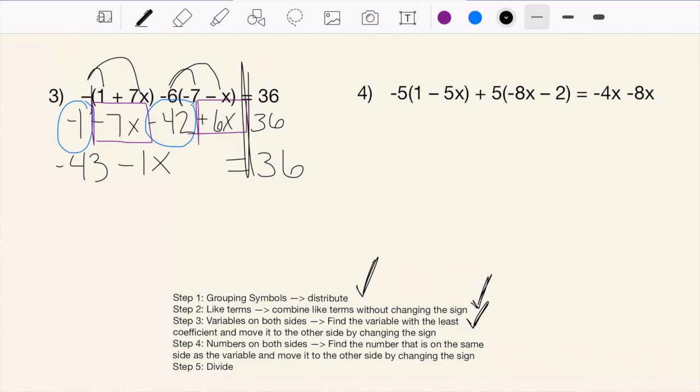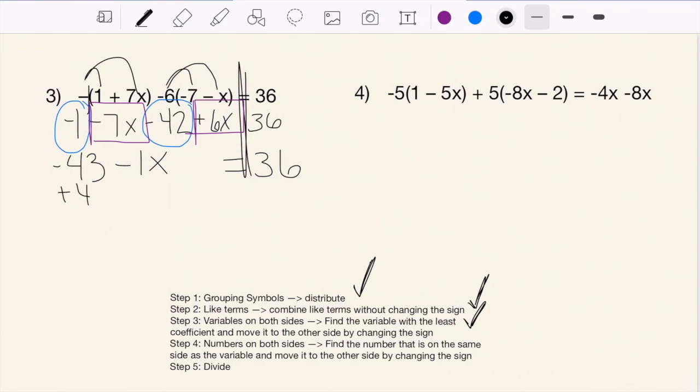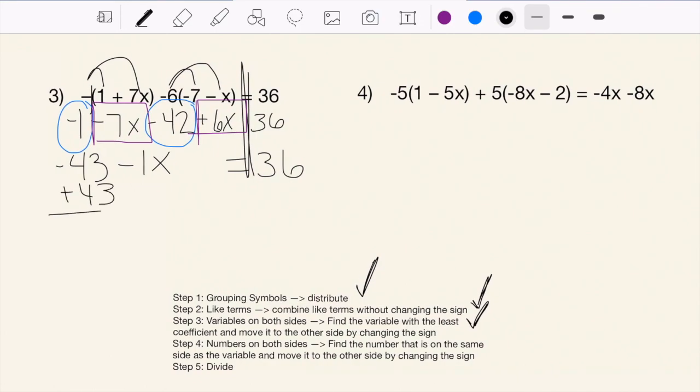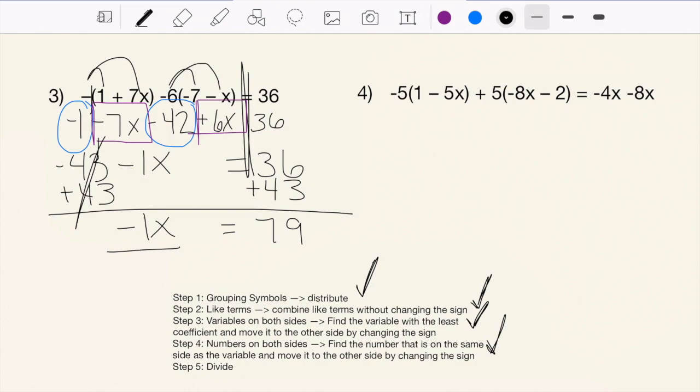So this 43, I'm going to add it to move it to the other side. So that'll cancel that out on this side, and I'm left with just 1x, negative 1x. And that will give us 79 on this side. And our last step is to divide. So we're going to divide by negative 1 on both sides. And that'll give me x equals negative 79.